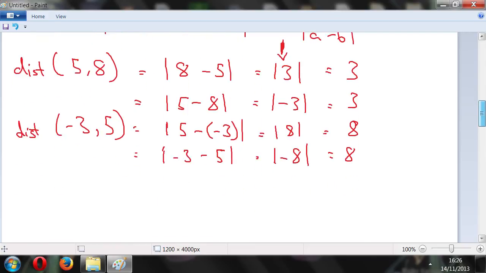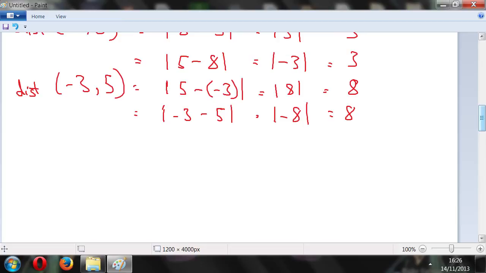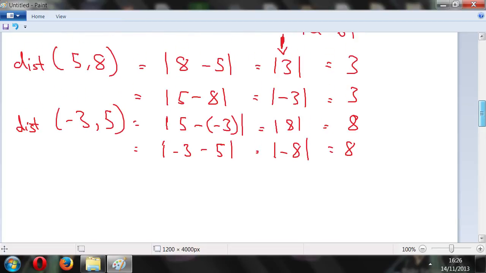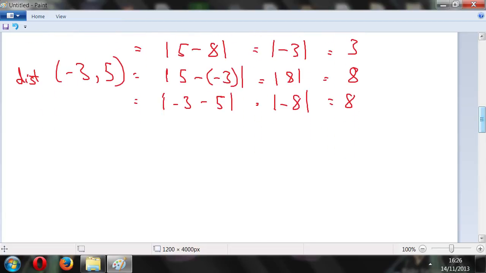And just one more for good measure. Let's just do two negatives then. So the distance between, say, -10 and -3.